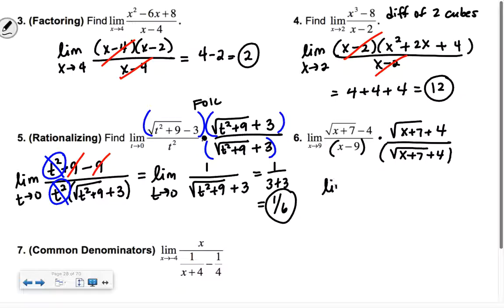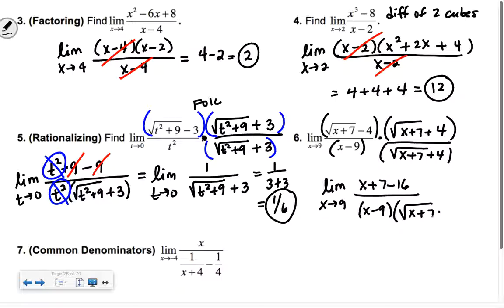So when I do that, I have the limit as x goes to 9. And I'm FOILing out the top. So when I FOIL out the top, do you guys see how you have x plus 7? What do I have on the end? Minus 16. Be very careful. Don't put 4. Some people assume it's under a square root. It's minus 16. And then I have x minus 9 times square root of x plus 7 plus 4.